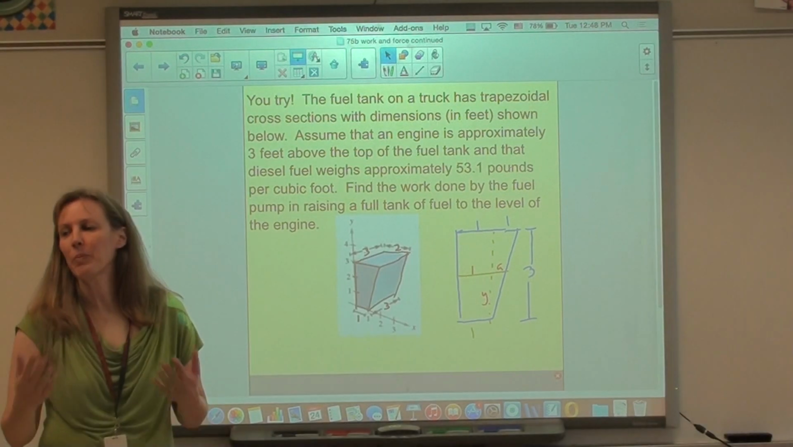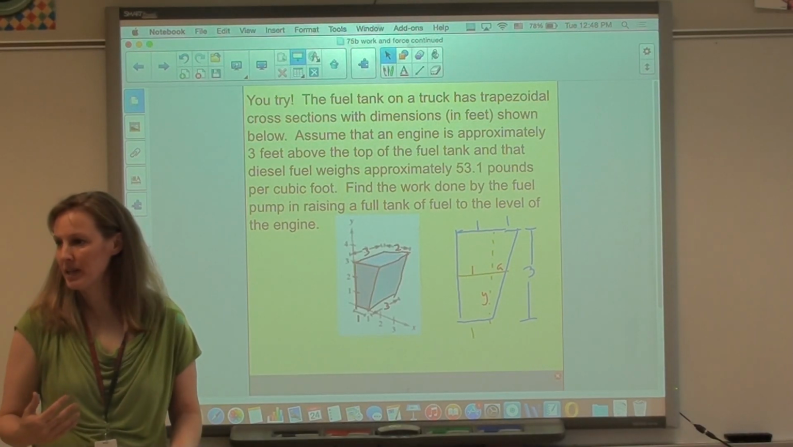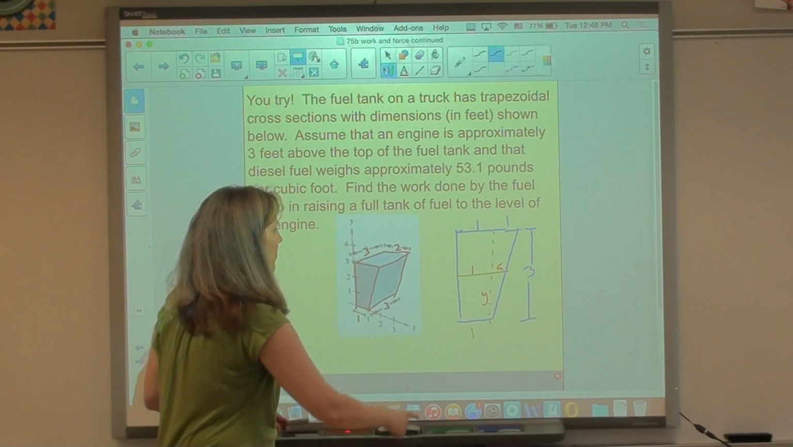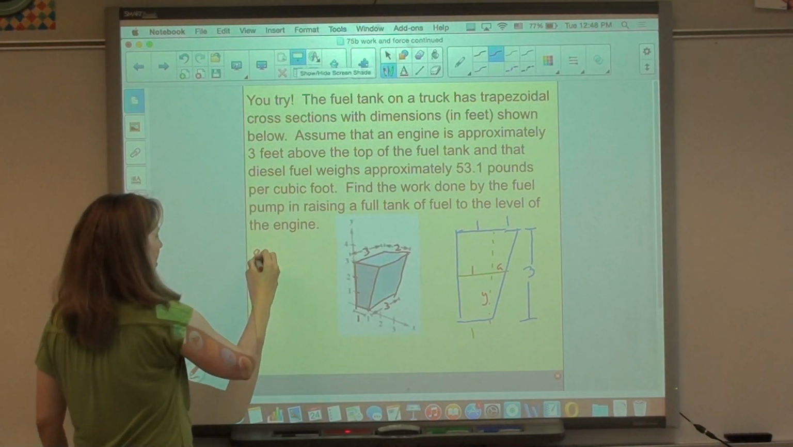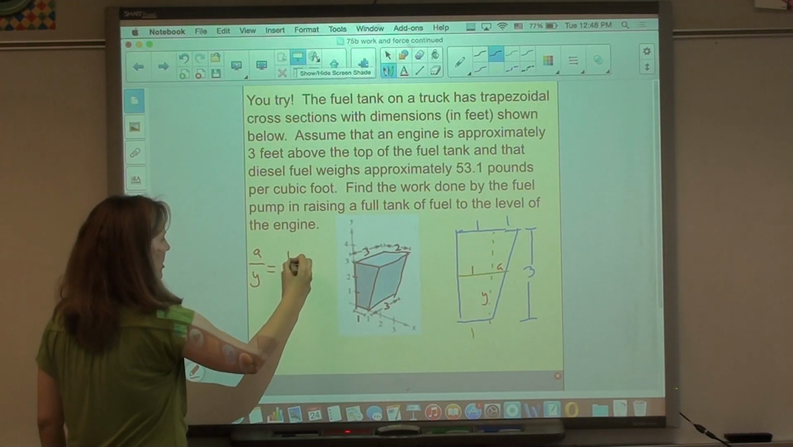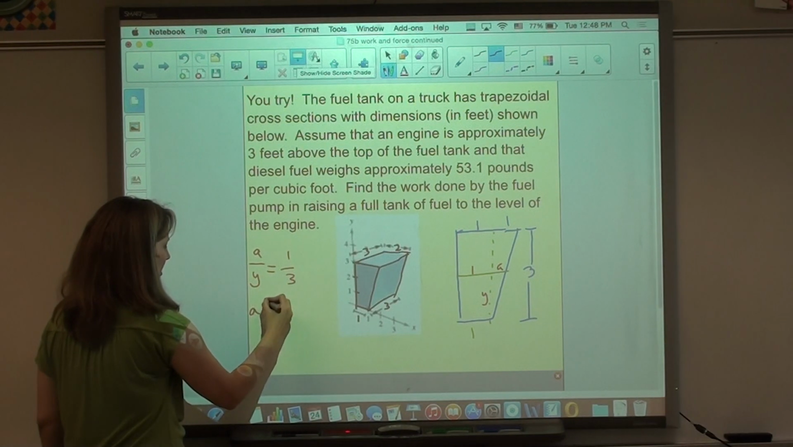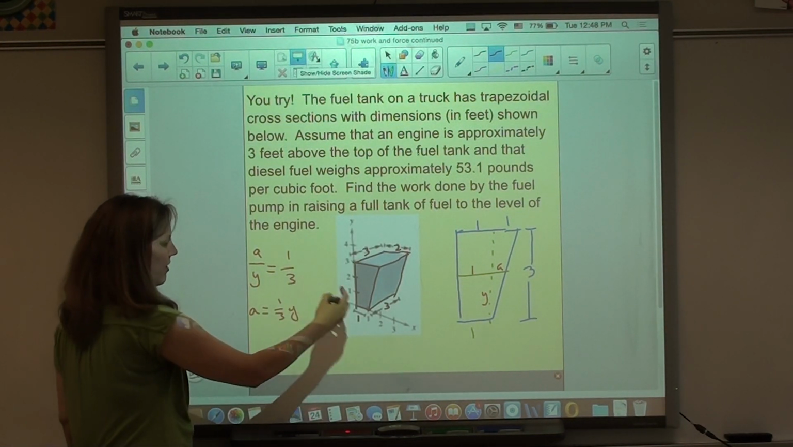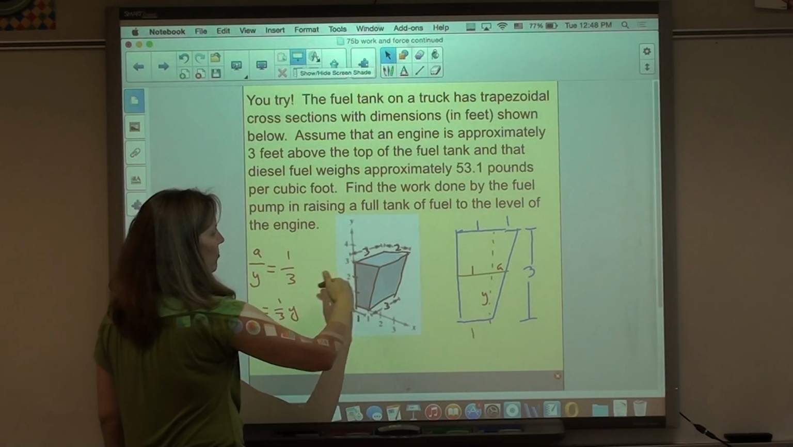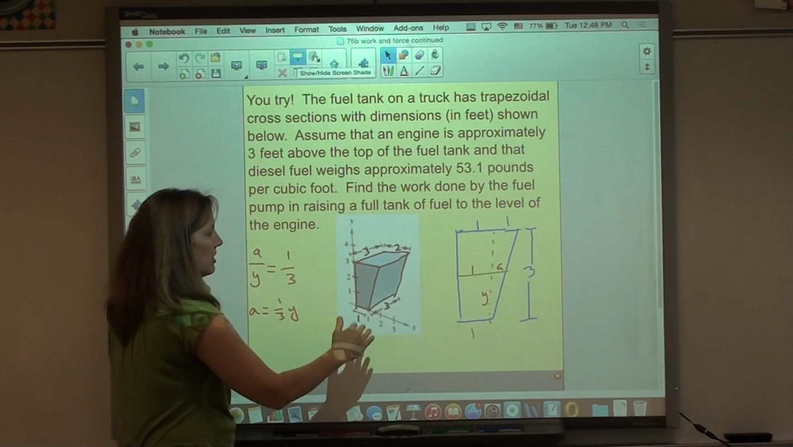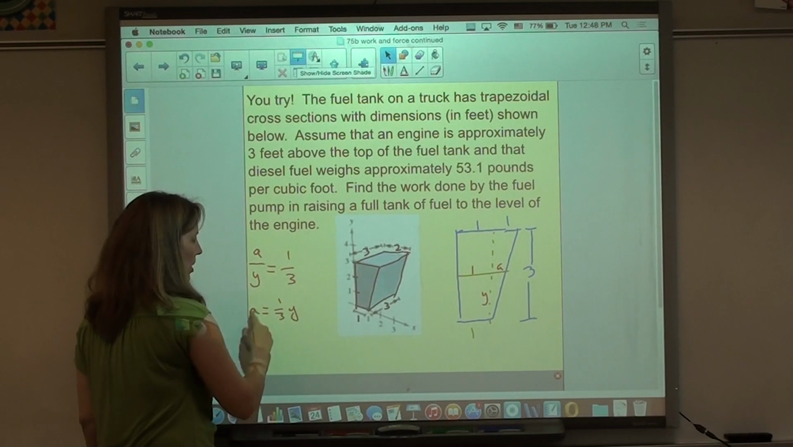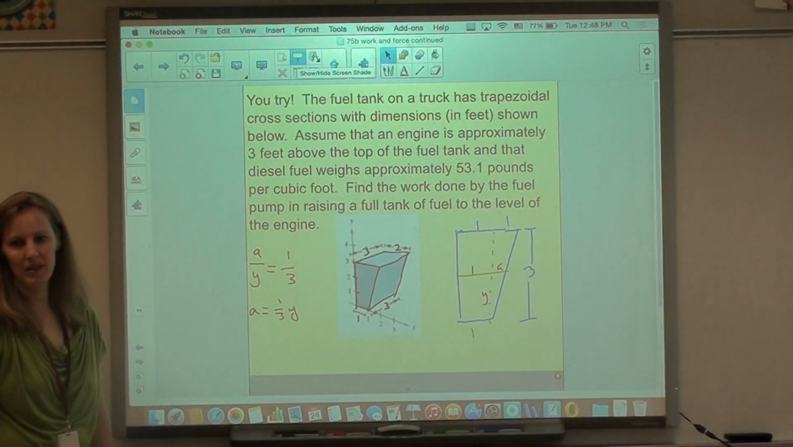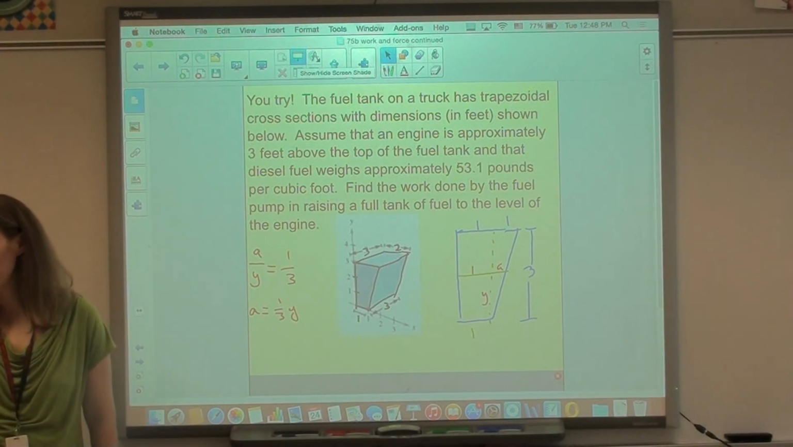Alright, so it's another proportion, right? Just like the last one. So you have A over Y equals 1/3, so A is 1/3 Y. So the area of our rectangular cross section is going to be 3 times (1 plus 1/3 Y). Does that make sense?